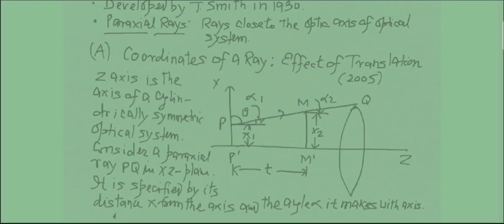So x will keep on changing. Your x, that is the distance from the z-axis, will keep on changing. The coordinate x is increasing as the ray proceeds from P to Q. The distance from the z-axis is changing, it is increasing.